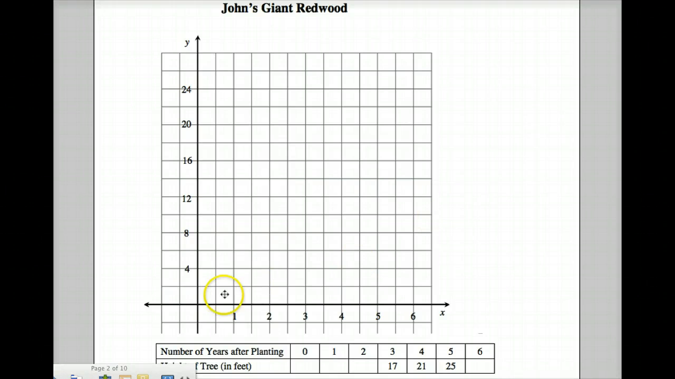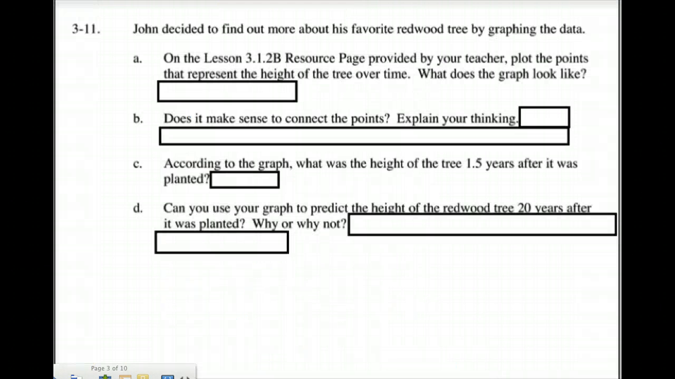They're going to give you a lab sheet, and this is what the lab sheet looks like. I'm going to show you how you can get that lab sheet when you're at home. It says John decided to find out more about his favorite redwood tree by graphing the data. On the lesson 3.1.2b resource page provided by your teacher, plot the points that represent the height of the tree over time. What does the graph look like? You're going to have to answer all these questions, A, B, C, and D.